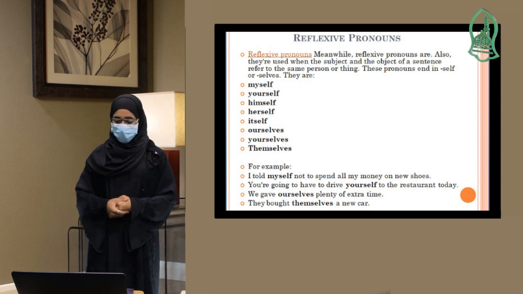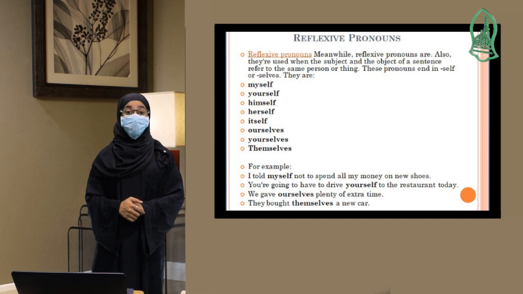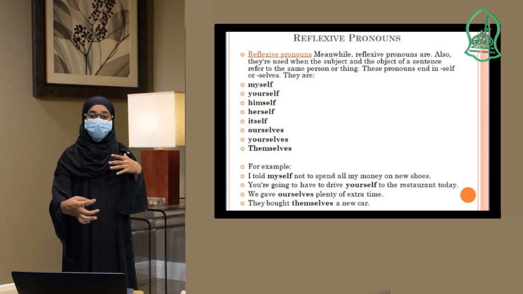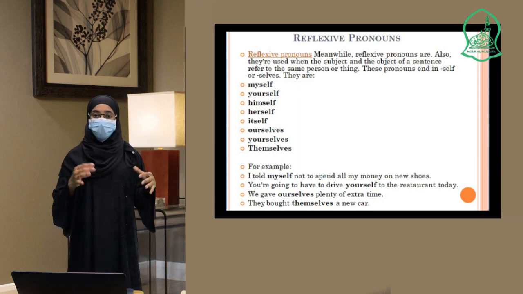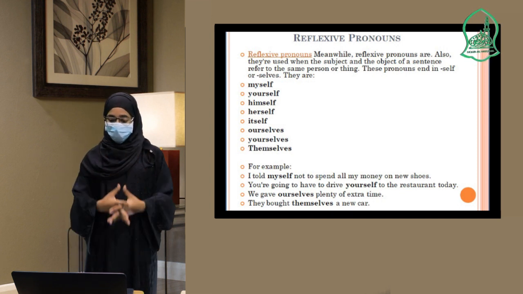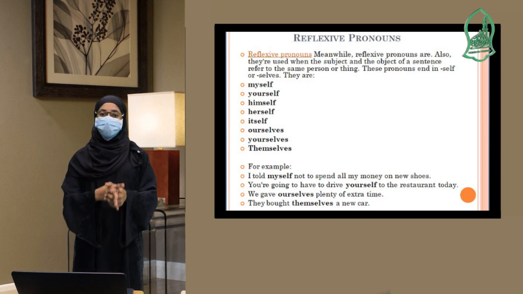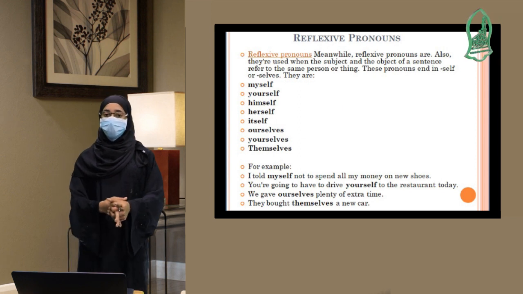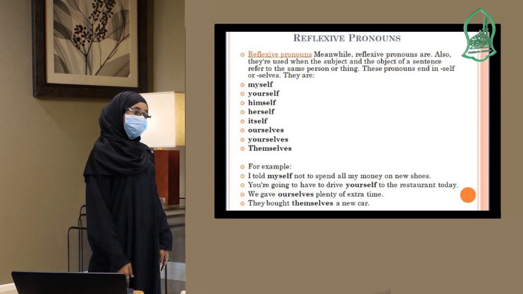For example, I told myself not to spend all my money on new shoes. I told myself means this information comes back to me, comes back to the same person. So when I'm talking about myself, I have to use reflexive pronouns. Those pronouns are referring to the same person, the same thing, the same place in a sentence, whether it is a subject or object. I told myself not to spend all my money on new shoes.